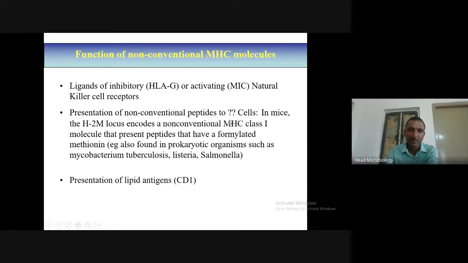cells. In mice, different genes encode non-conventional MHC class 1 molecules that present peptides that have formylated methionine, for example from prokaryotic organisms such as Mycobacterium tuberculosis, Listeria and Salmonella. This comes under major histocompatibility 1.